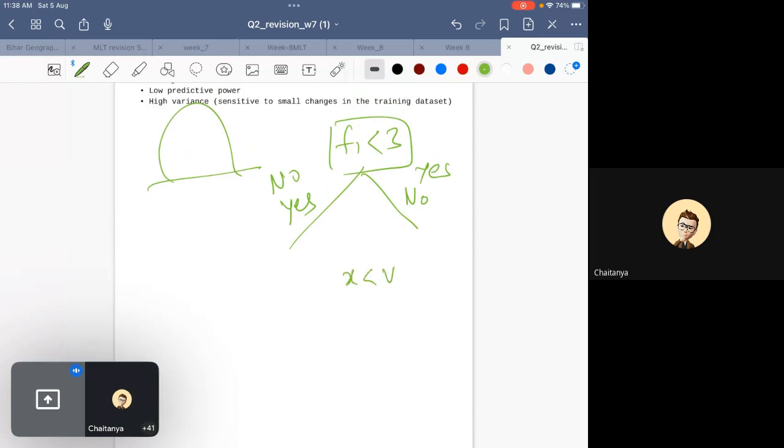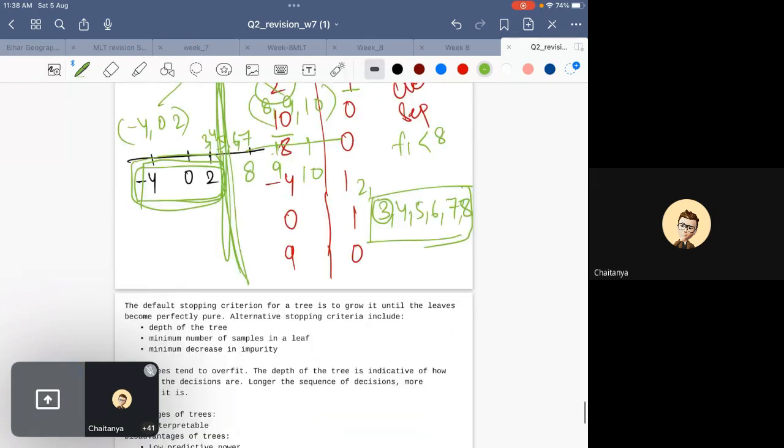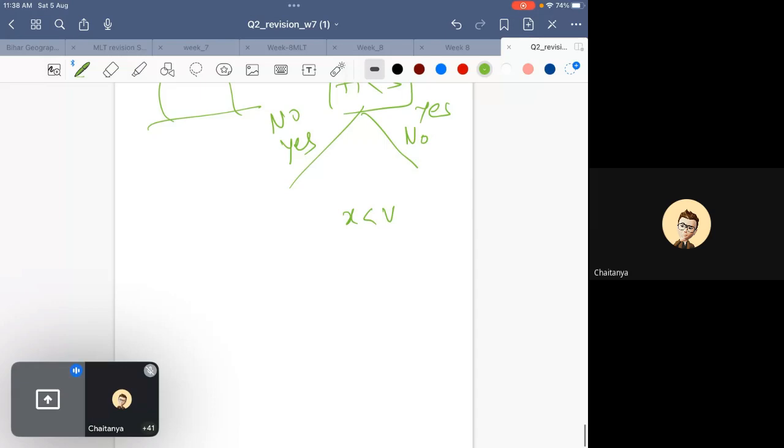How many values can we take? See, x less than 3 can happen, x less than 4 can happen, 5 can happen, 6 can happen, 7 can happen, 8 can happen, right?